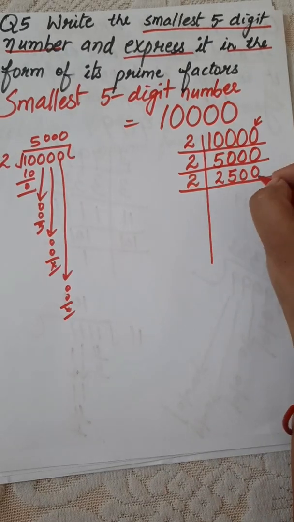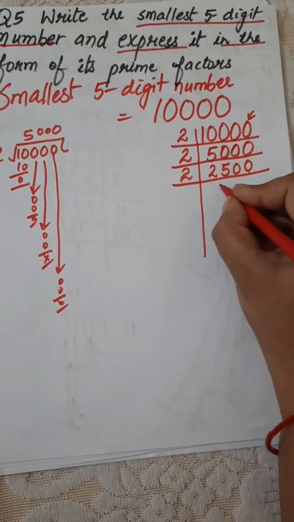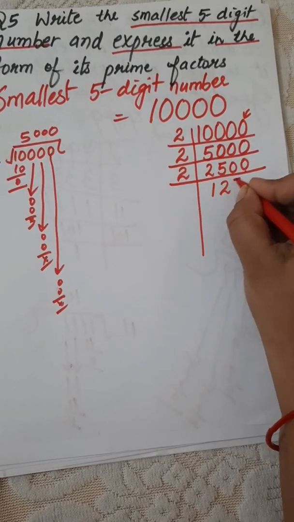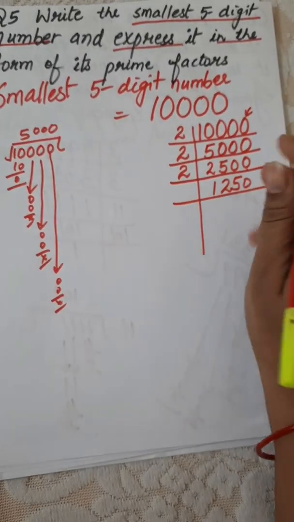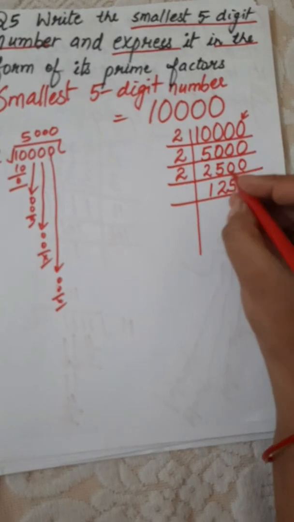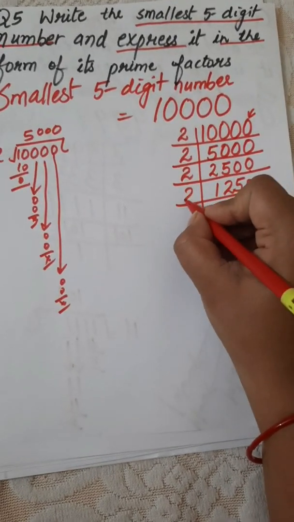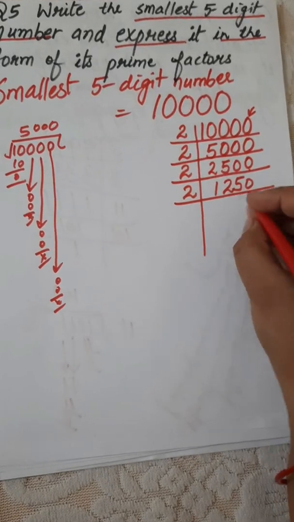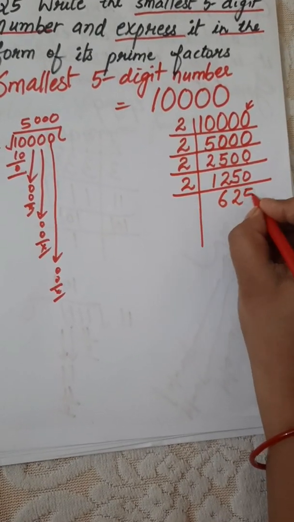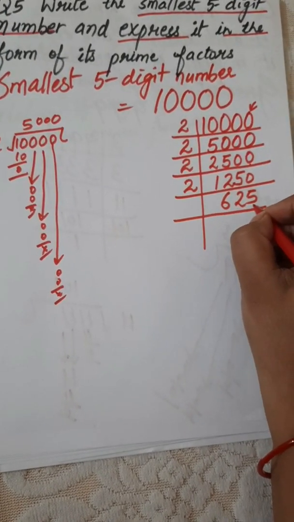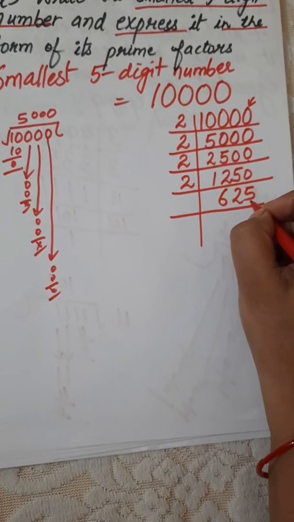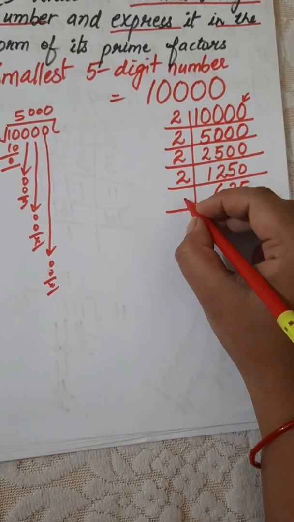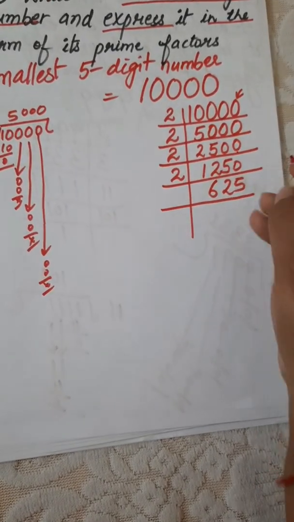Again it is divisible by 2 because the digit at the ones place is 0. After dividing 2500 by 2, you will get 1250. You can divide the same in the rough side. After dividing by 2, because again 0 is at the ones place, this is 625. Now this has 5 at the ones place, so it is clear it is not divisible by 2. So the next number will be 3. Let's check whether it is divisible by 3 or not.